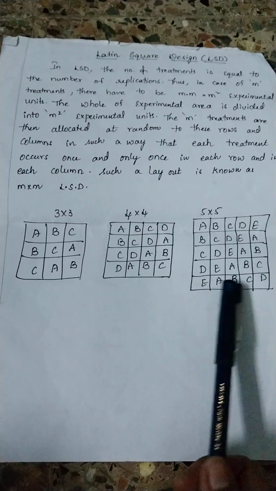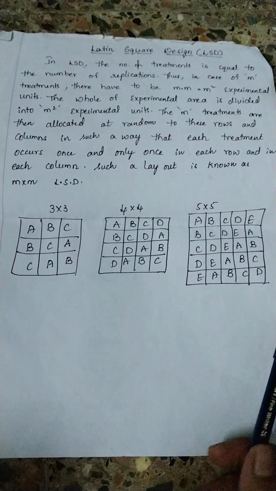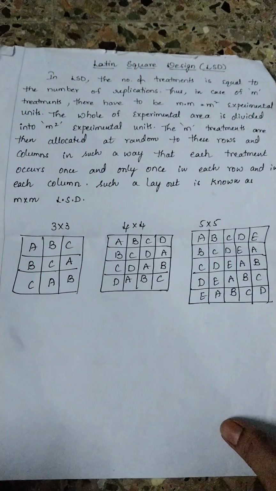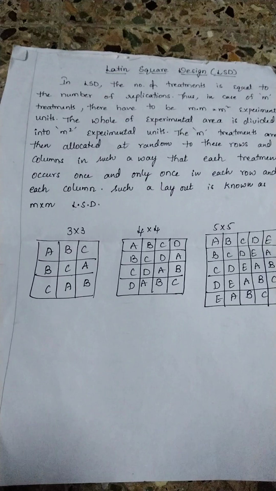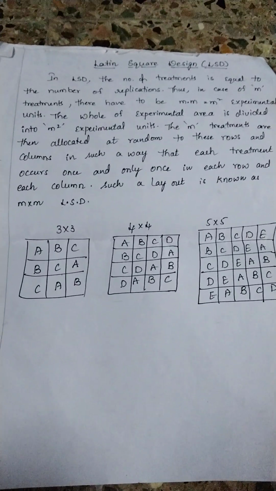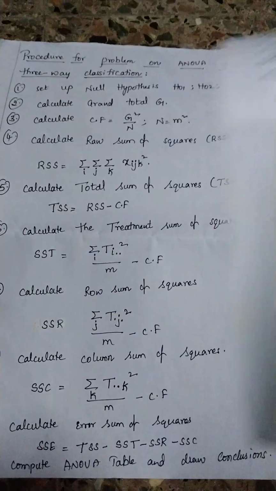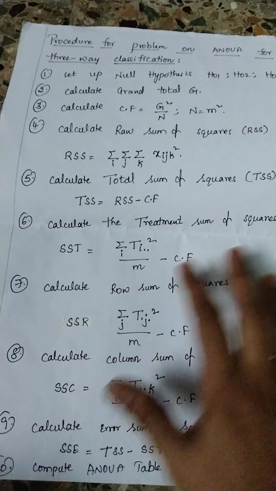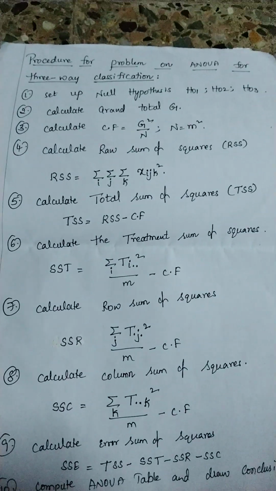We can write 3 by 3, 4 by 4 and 5 by 5. What does 3 by 3 mean? Number of treatments is equal to number of rows equals number of columns. As we have been explaining about the Latin square design, previously I explained about the randomized block design and completely randomized design. Likewise, here also we have some steps to solve the problem.